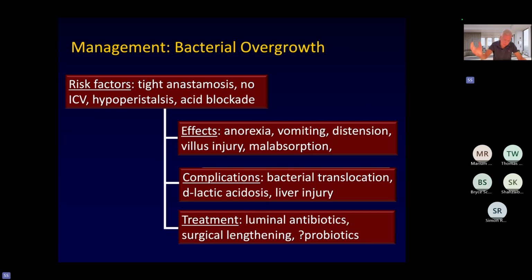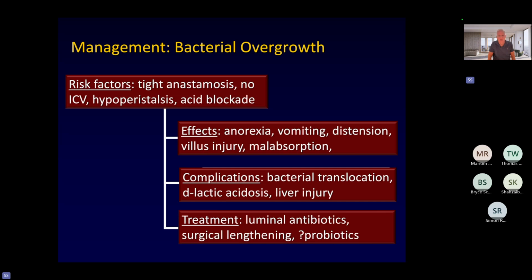D-lactic acidosis. I gave you a board question a couple of weeks ago about the child coming in looking like a drunken sailor who's had intestinal surgery. That's a tip-off for D-lactic acidosis, which you should all be familiar with. And also, obviously, if you have bacterial translocation, that can lead to liver injury.